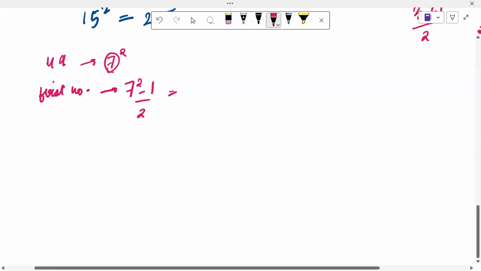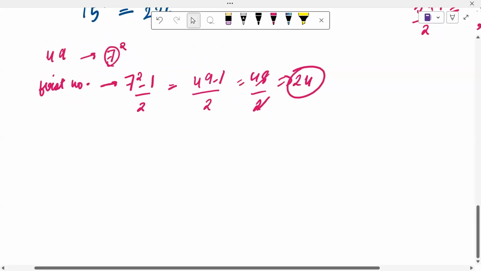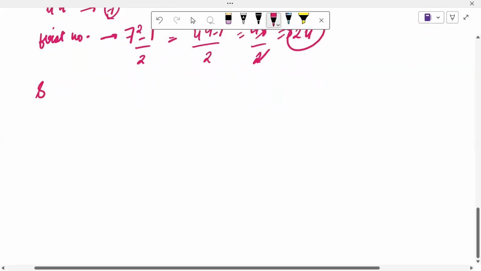7 square is 49. 49 minus 1 is 48. And then you divide it by 2. You get 24. Your first number comes out to be 24. Do you get this thing? Yes, ma'am. Very good. Now we are going to find the second number.